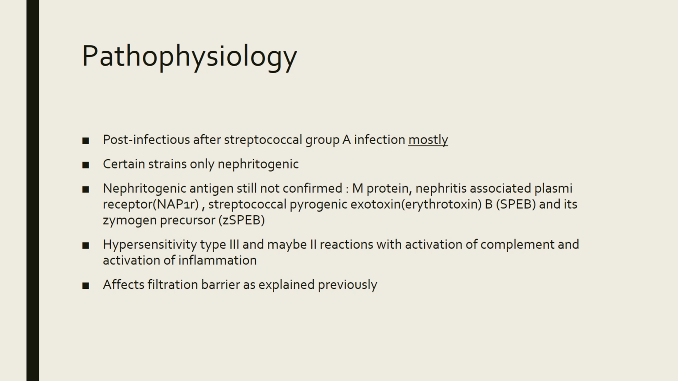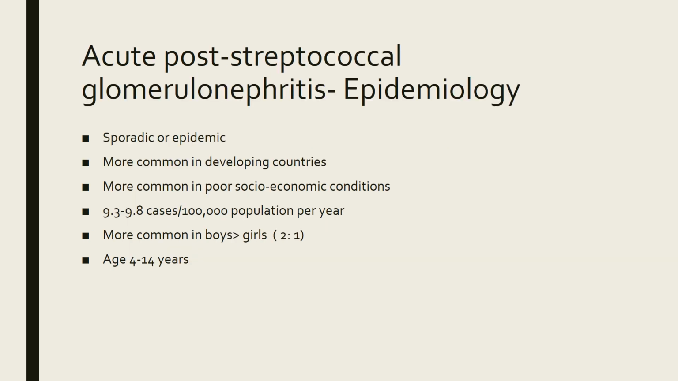There's also primary activation of certain channels that lead to increased reabsorption of sodium. And because of that, we get fluid retention, edema, hypertension. So the epidemiology of this post-strep glomerulonephritis, it can either occur as an epidemic or sporadic.